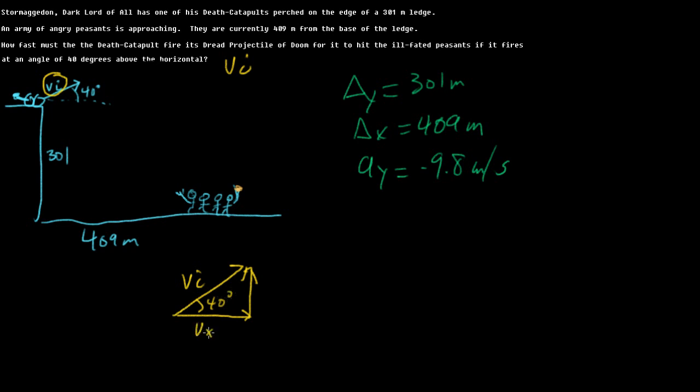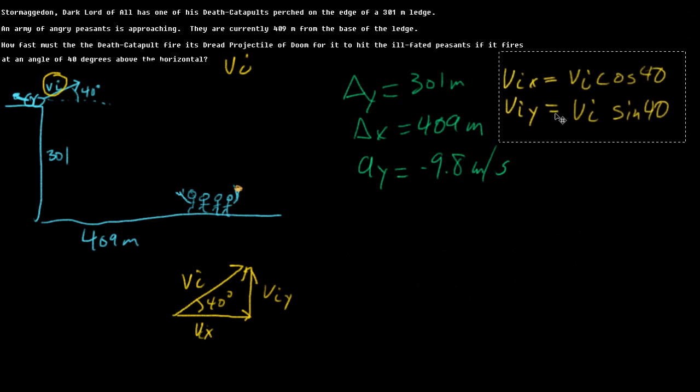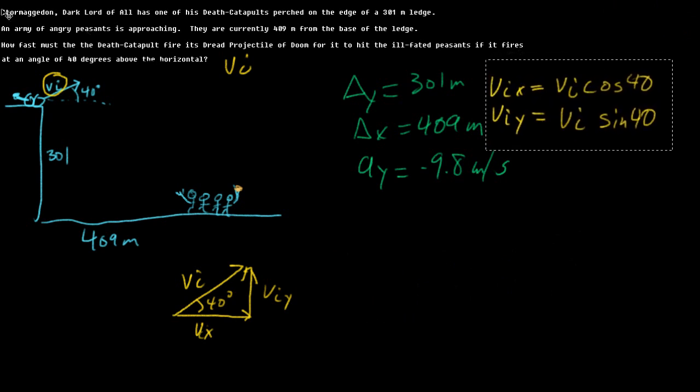So this is going to be Vix and Viy. Can I write Vix and Viy even though I don't know how much this is? I can. I can say this is Vi cosine of 40, and I can say that this is Vi sine of 40. Yes, we can do that. So I'm going to call these knowns, because I can do that. I have the power.